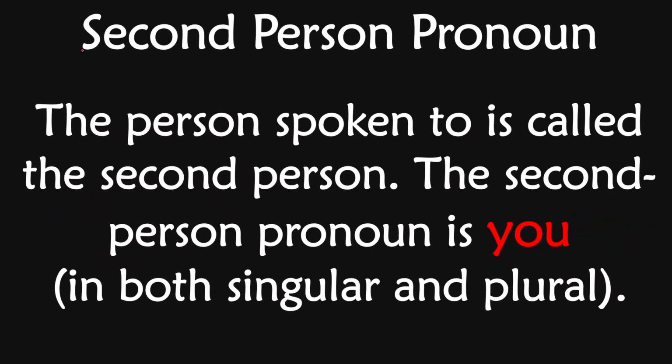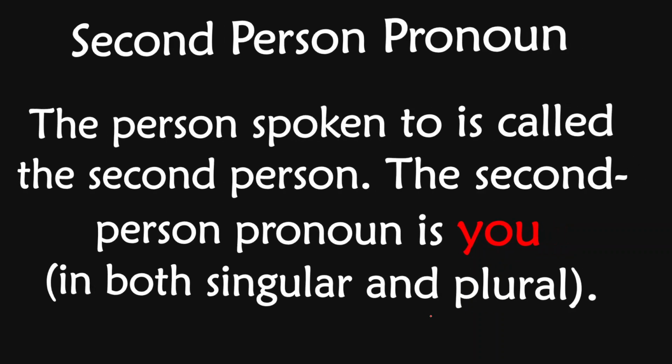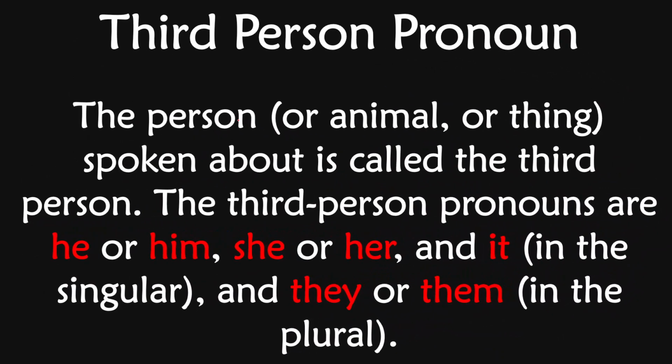As like that, the second thing, second person pronoun. The person spoken to is called the second person. The second person pronoun is you in both singular and plural form. The second person pronoun will be the same, that is you in the singular and plural form. What is next? In the third person pronoun, the person or animal or thing spoken about is called the third person. The third person pronouns are he or him, she or her, and it in the singular and they or them in the plural.